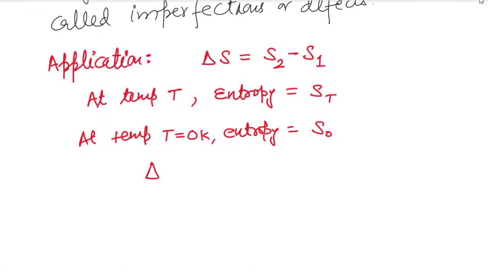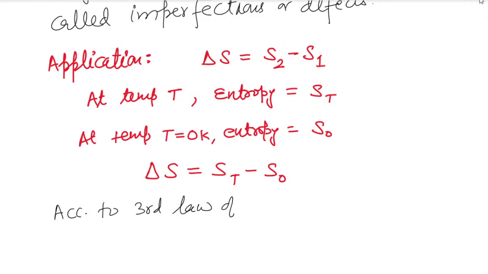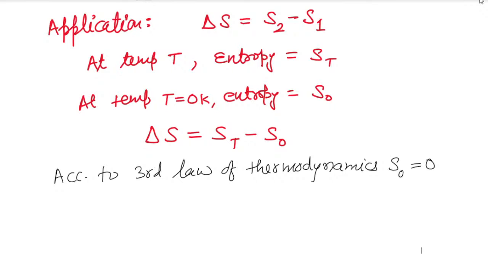So what is the change in entropy? It is the entropy at temperature T Kelvin minus the entropy at temperature 0 Kelvin. According to the third law of thermodynamics, S naught is equal to 0, that we have done. So that implies delta S is equal to S_T.